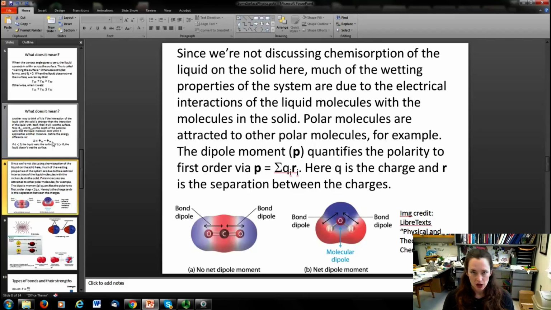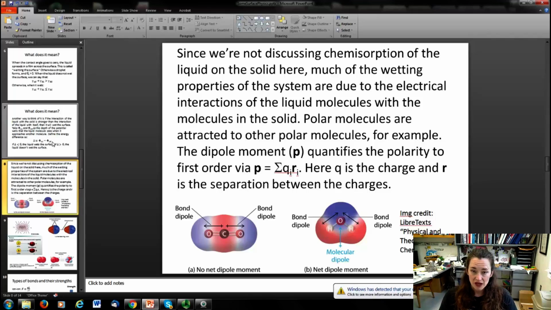So polar molecules are attracted to other polar molecules, for example. Now, let's use the dipole moment from physics, which I'll call P. Some textbooks call it mu. I'm going to call it P. It agrees with introductory physics texts. But anyway, it's a vector quantity, and it's the polarity to first order.